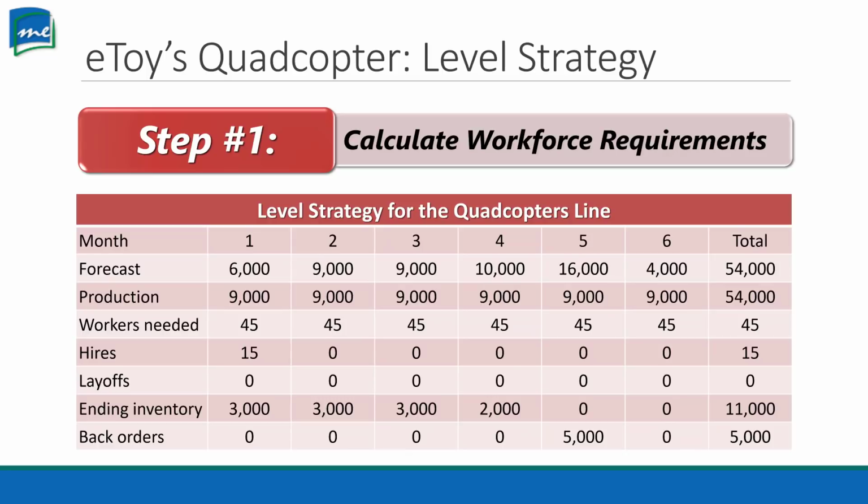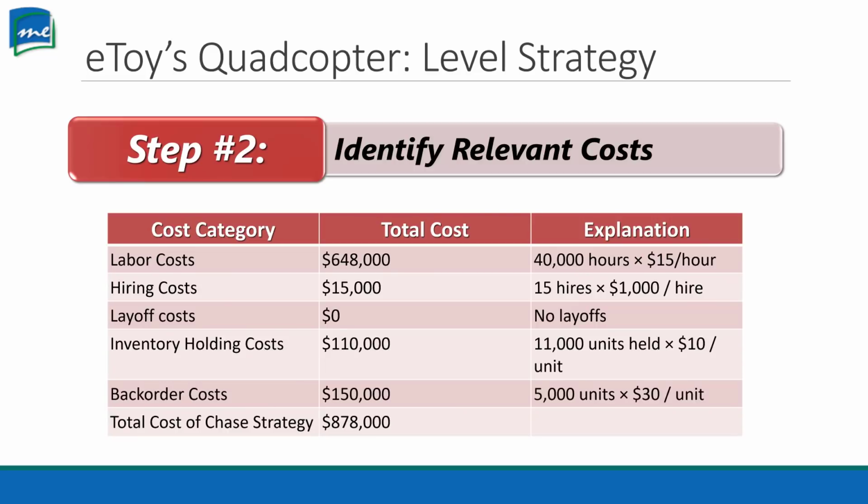But how do these numbers fall together? So labor costs are the same, $648,000. That's 43,200 hours times $15 an hour. Hiring costs have gone down. They're $15,000 because we only hired 15 people at $1,000 per hire. Layoff costs, $0. We didn't fire anybody. Then inventory holding costs: we have a cost of $110,000 because we held 11,000 units, and it cost us $10 a unit to hold it. So this is inventory that rolled over from month to month.